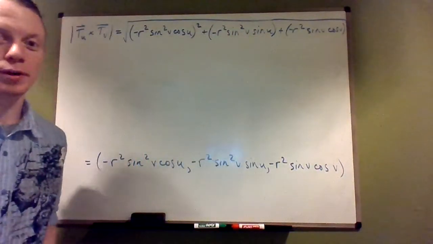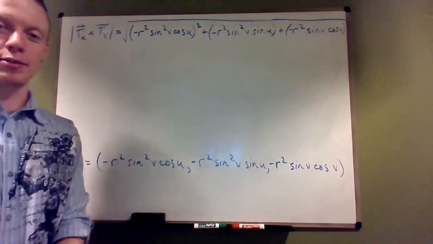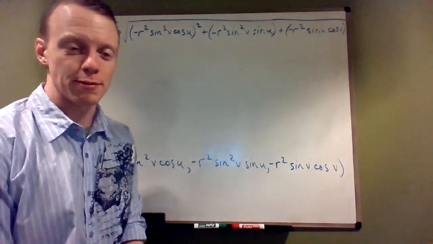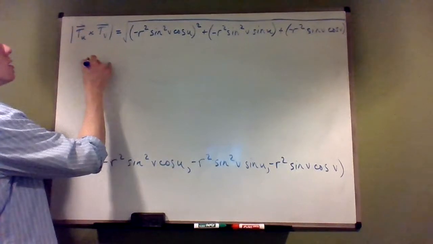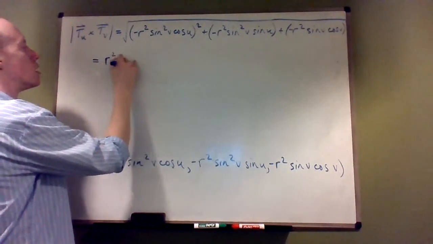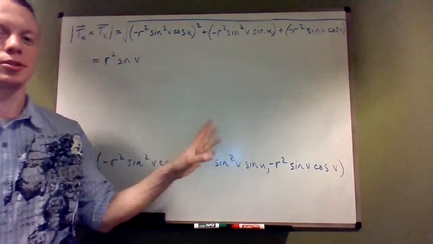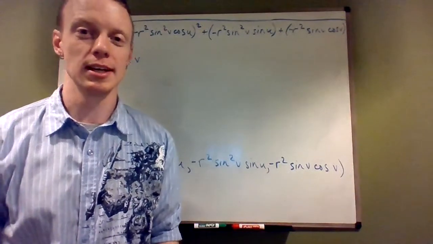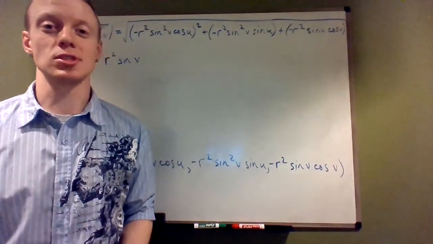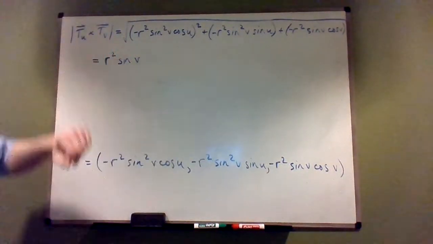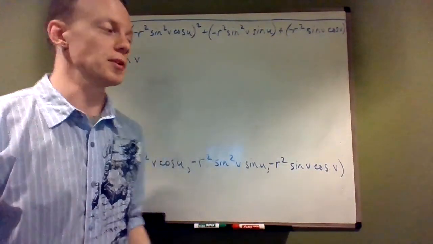A whole nice big square root, and what we're going to find in the end, after you multiply everything out and you pull out common factors and combine everything, you come down to R squared times the sine of V. So there's a little bit of algebra that has to be done in there, but what you should come down to in the end is R squared times the sine of V. So this is what we're going to take the integral of. This is the integrand in our surface area formula.